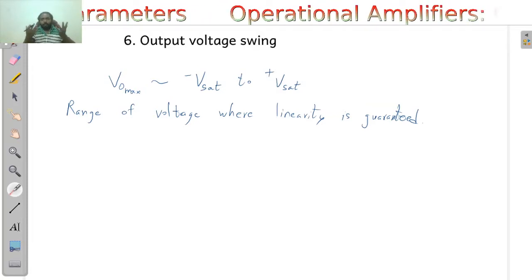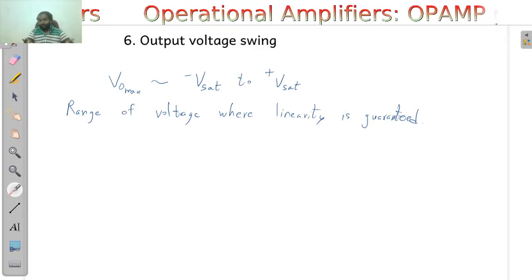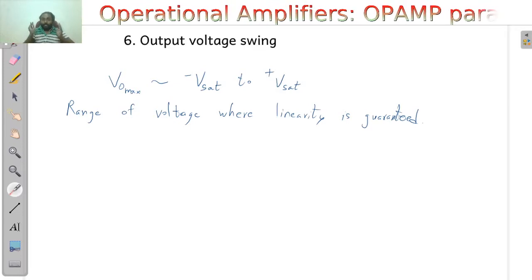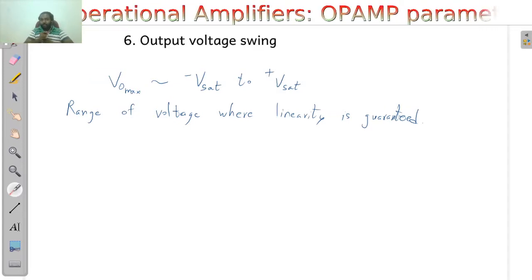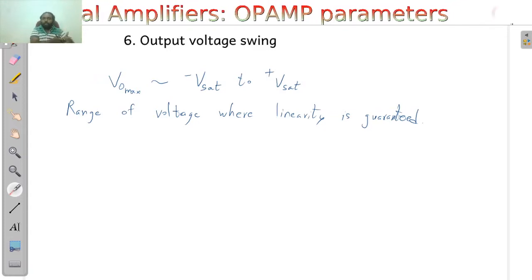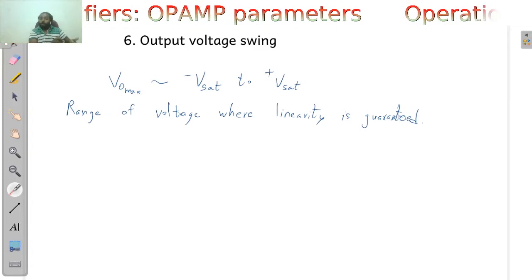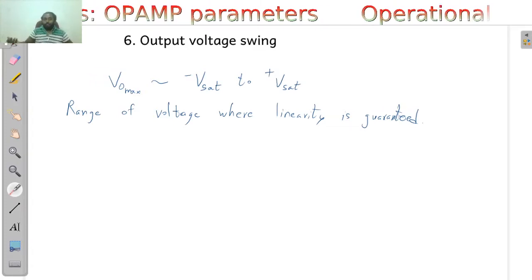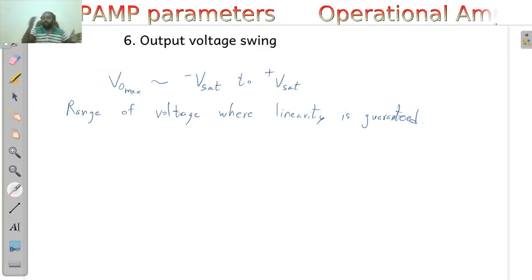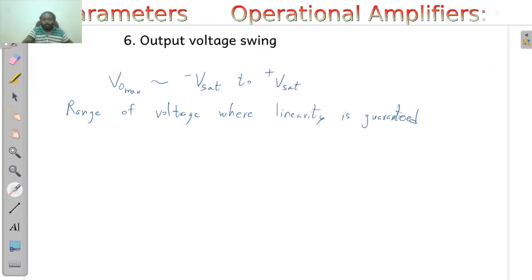And suppose you are giving a sine wave and you are getting a square wave or a triangular wave, then definitely linearity is violated in that case. So linearity essentially means that whatever the input signal, its frequency is maintained in the output voltage also. Although the voltage is changed, the frequency is the same as that of the input. So that is output voltage swing.